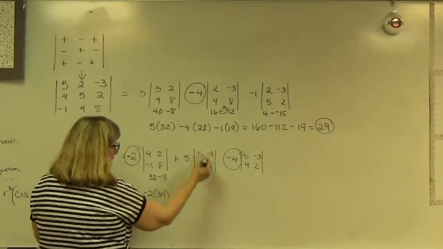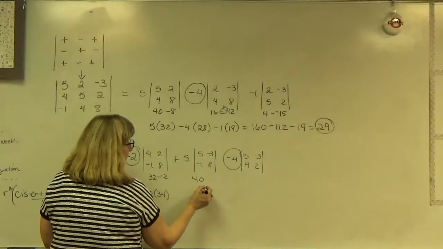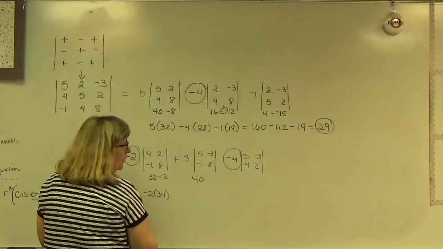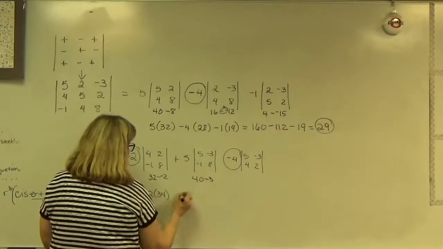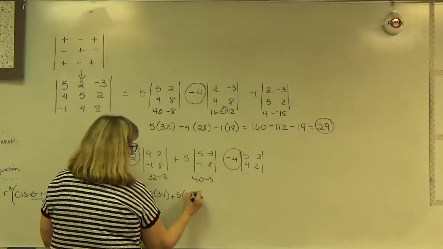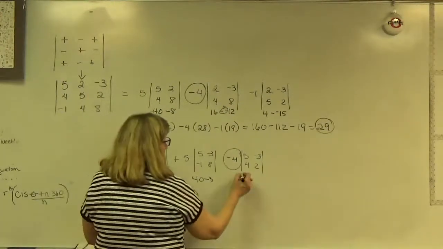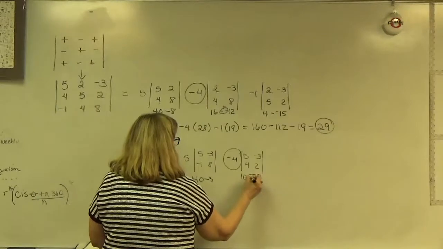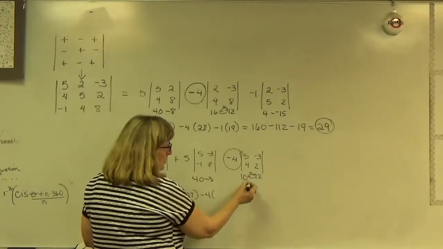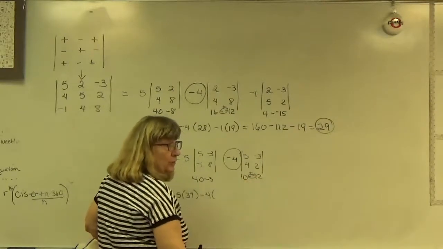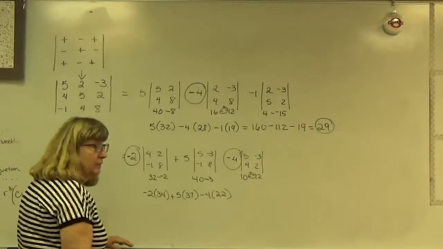Okay, what about the next one, Robert? 40. What would be plus? It's always subtract. So 40 minus 3, which would be 37. Okay, Aaron, what about the last one? 10 minus negative 12, two negatives make a positive, so 10 plus 12 is 22.